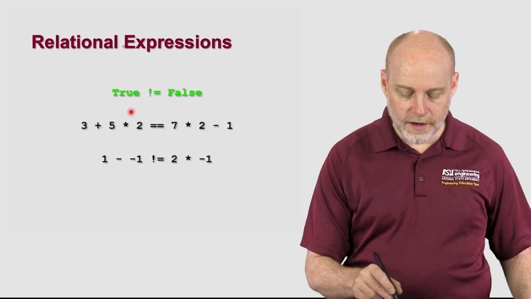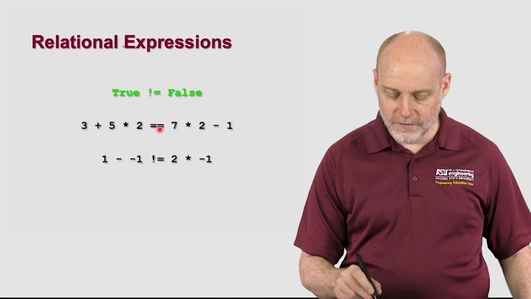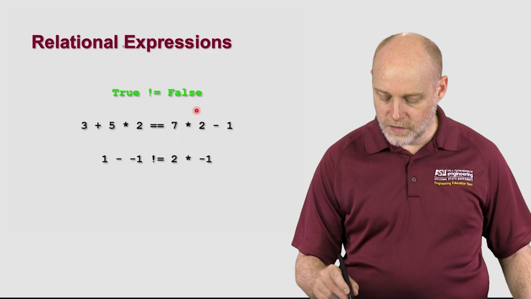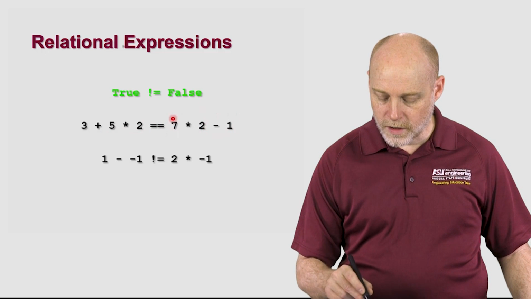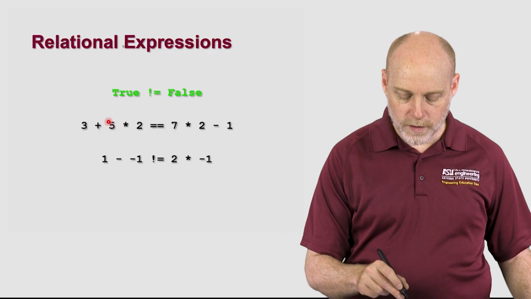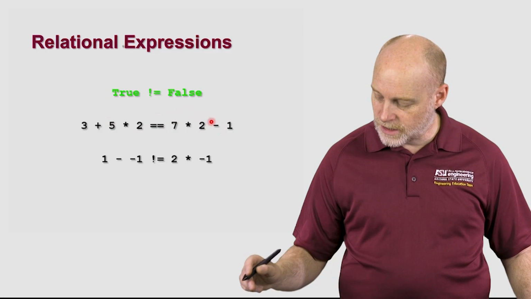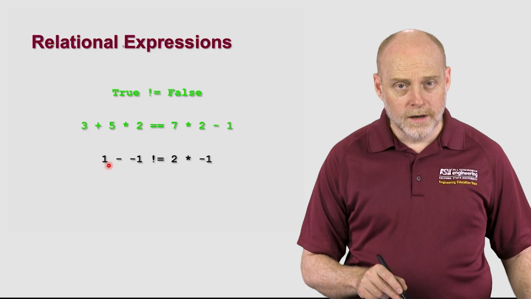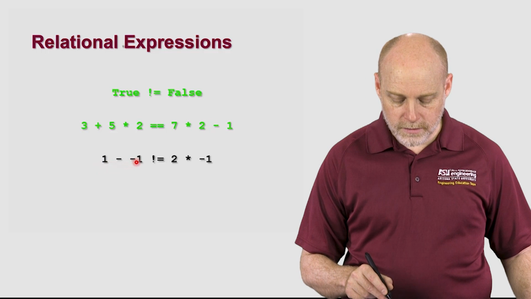So we have a value of 13 on the left-hand side of the equality operator. On the right-hand side, we have 7 times 2, which is 14, minus 1, which is 13. So we also have 13 on the right-hand side. So we're comparing 13 to 13, and they're equal. So that's true.